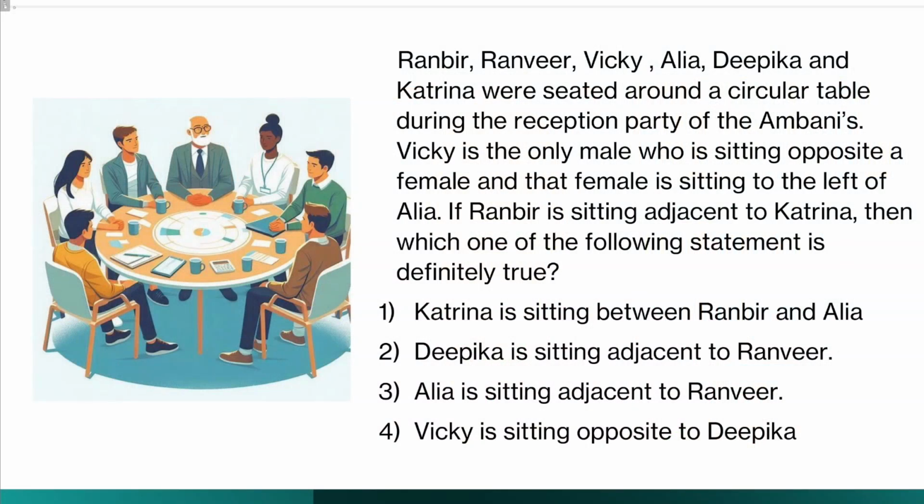So let's see the level 4 question, where you have 6 people to be seated around a circular table, where you have 3 males, Ranveer and Vicky, and 3 females, Alia, Deepika and Katrina. Now there are some conditions. Based on that, you have to answer among the 4 given options, which of the following is definitely true. So let's process the information.